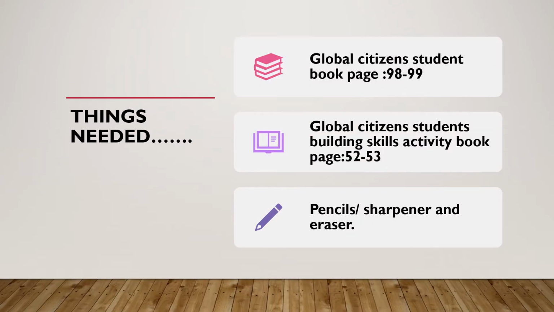So here are the things needed for this lesson. We need a Global Citizen student book, pages 98 to 99. We have the Global Citizen student building skills activity book, pages 52 to 53. We need a pencil, a sharpener, and an eraser.